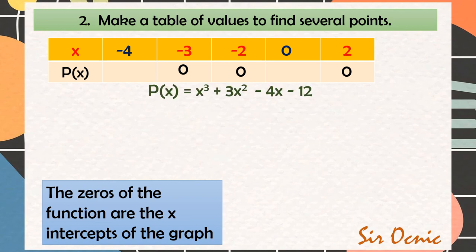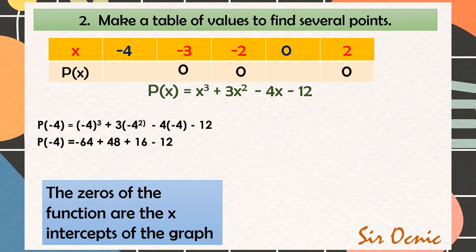Solving for p of negative 4, using x cubed plus 3x squared minus 4x minus 12, we will then have negative 4 cubed plus 3 times negative 4 squared minus 4 times negative 4 minus 12. That is equal to negative 64 plus 48 plus 16 minus 12, which is equal to negative 12. Therefore, if x is equal to negative 4, p of x is equal to negative 12.